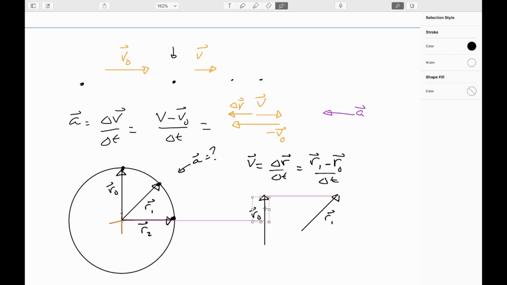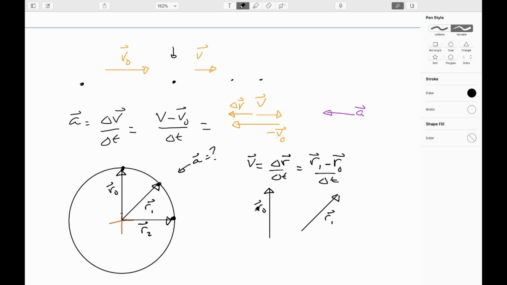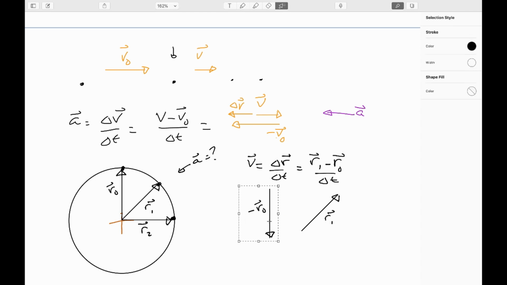So this would be my R naught, but what I want is negative R naught, and I can do that by flipping the vector. And then I will go ahead and put the tail of this to the head of that, just to add by the tail to head rule. You could totally use the parallelogram rule if you prefer.